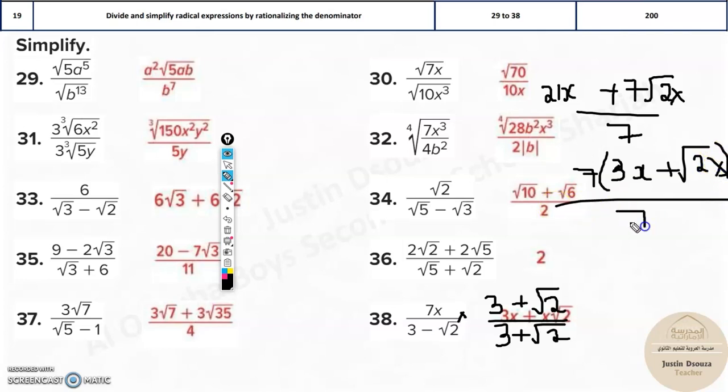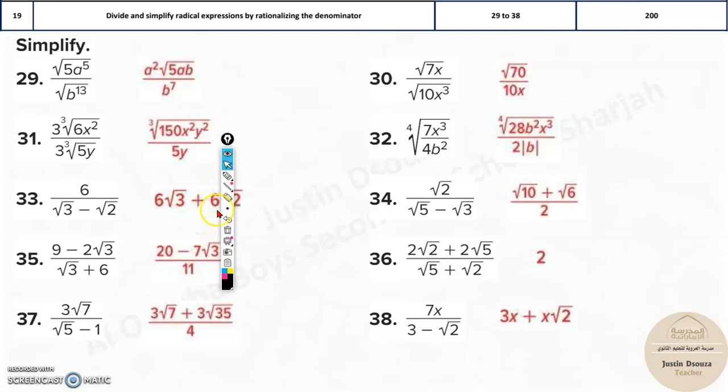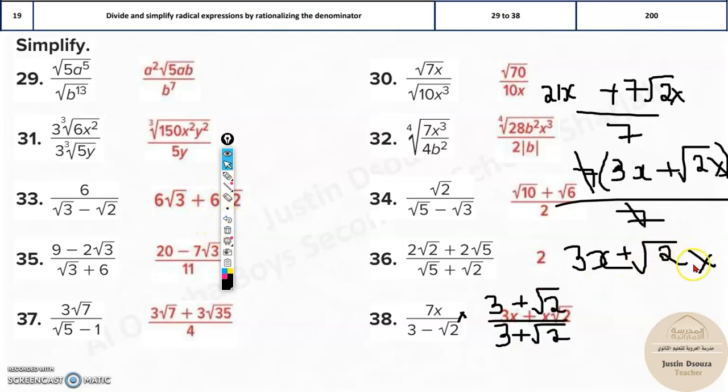Now divided by 7. Can I cancel this? Yes, I'll cancel the 7. You're remaining with 3x root 2x. It should be plus over here in the middle. And that's it. That is your answer. Let's check the answer. 3x times root 2, or you can write root 2x. It's one and the same. So this is how you simplify it.